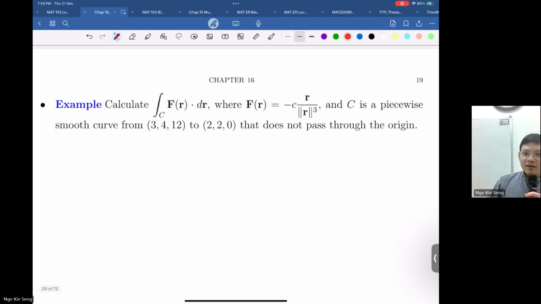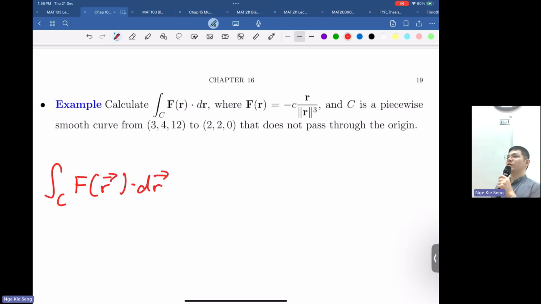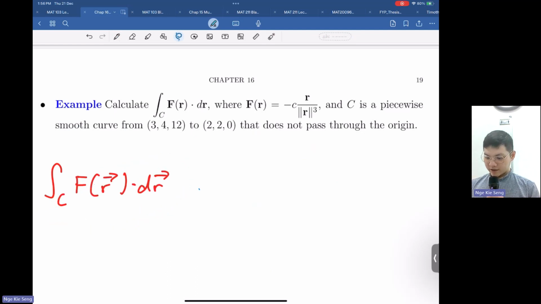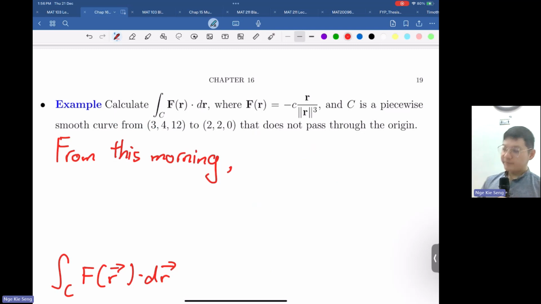So how do we compute this here? We are trying to use the fundamental theorem for line integrals, from just now, from this morning. What do we know?